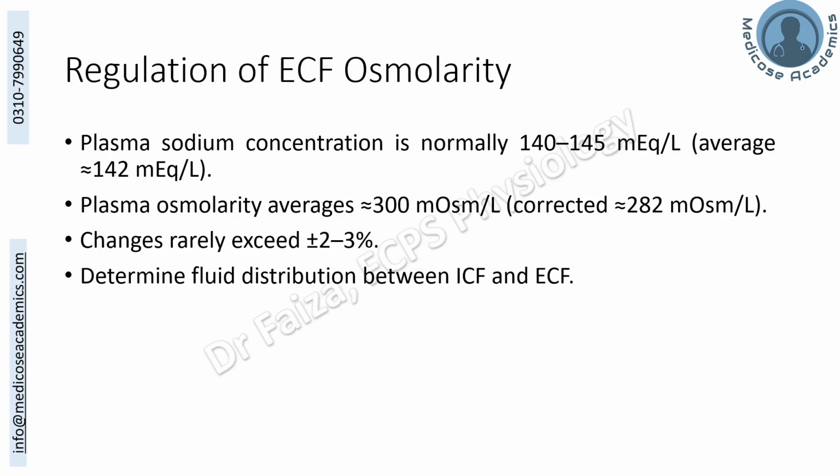So starting from the normal values, the plasma sodium concentration normally is 140 to 145 milliequivalents per liter. Plasma osmolarity is 300 milliosmoles per liter, and really the change is plus or minus 2 to 3%. This determines fluid distribution between ICF and ECF. As long as osmolarity between the two is the same, about 300 milliosmoles per liter, there would be no fluid shift between the compartments. As soon as the osmolarity of ECF increases or decreases, a fluid shift between the two compartments will occur.